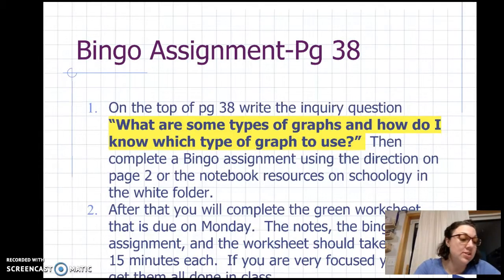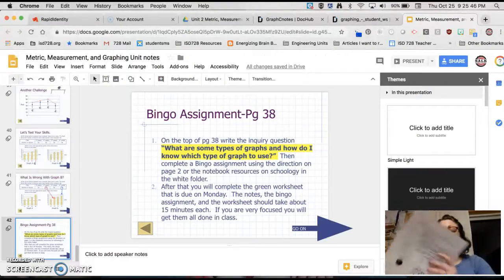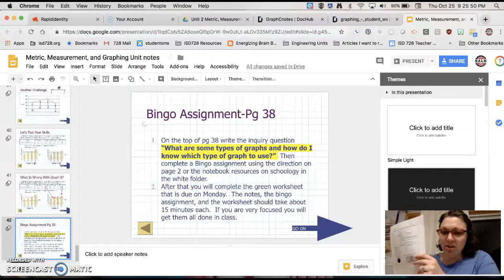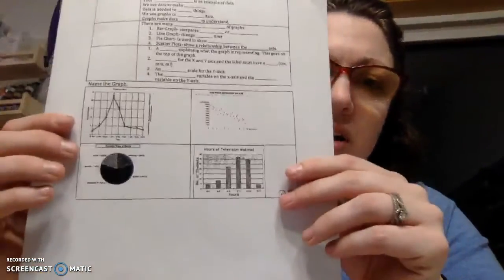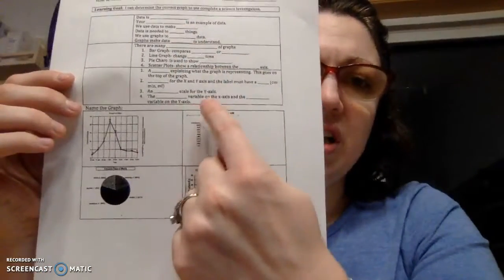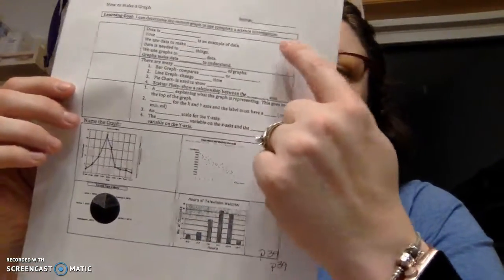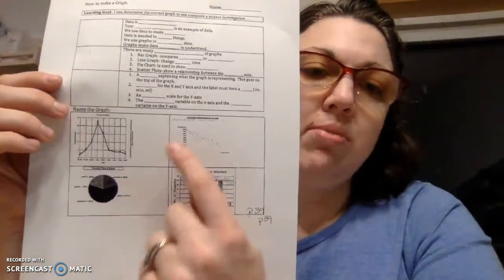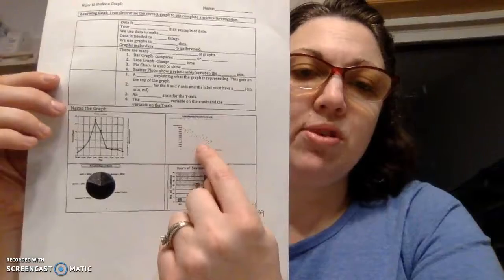So that's it for the notes. On the bottom of your notes page, you have to identify the 4 types of graphs. On this paper right here, you should have all your notes filled in. We will go through and write questions for our Cornell notes together on Monday. And then you're going to identify the 4 types of graphs.